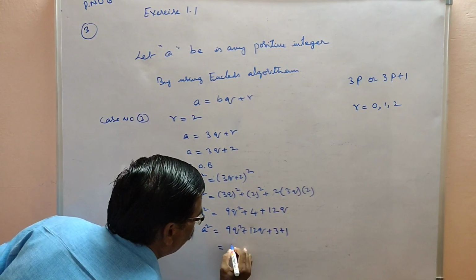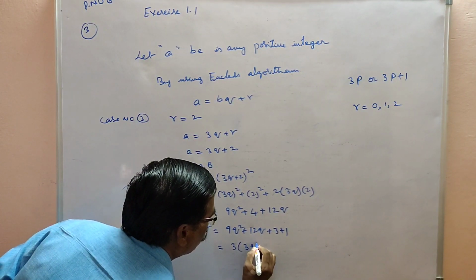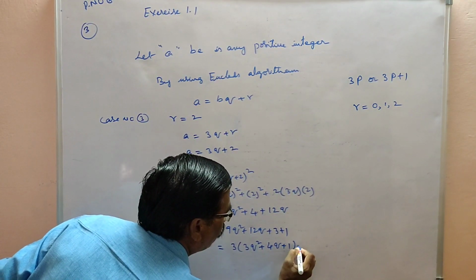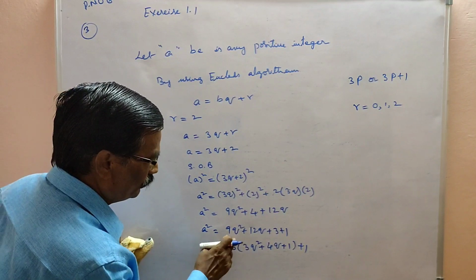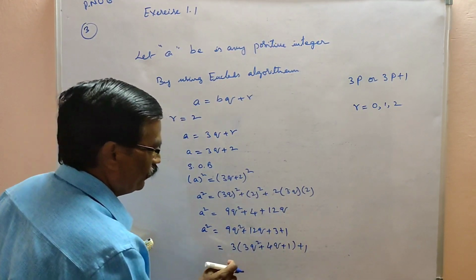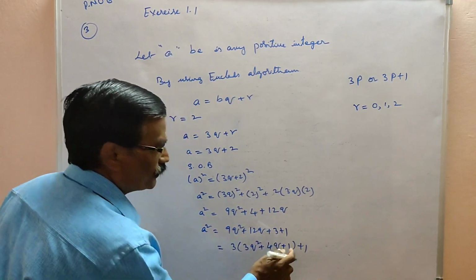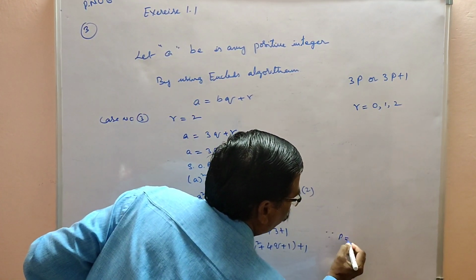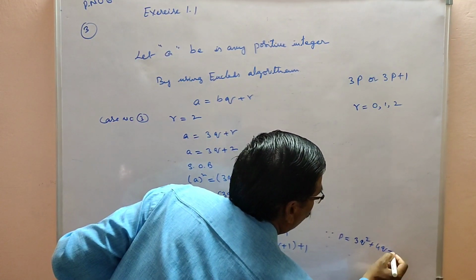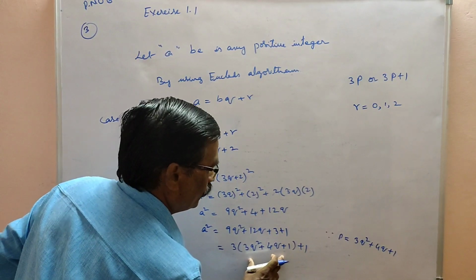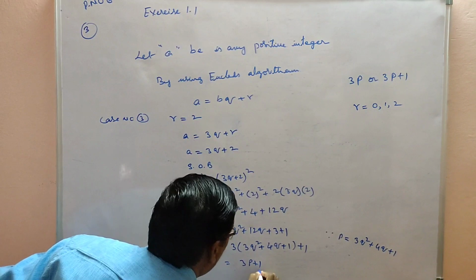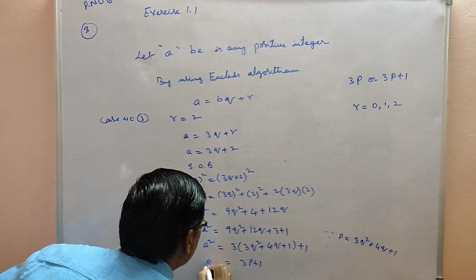So now here I am taking 3 common: 3q square plus 4q plus 1, and plus 1. See here, 3 times 3q square is 9q square, 3 times 4q is 12q, and 3 times 1 is 3, plus 1. So this is 3q square plus 4q plus 1. I am taking p equal to 3q square plus 4q plus 1. So this total part is p, so this is 3p plus 1. So this is a square.